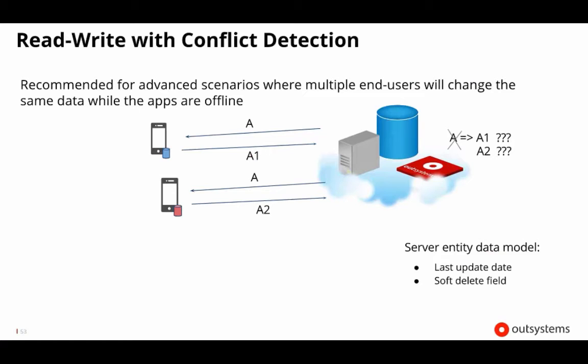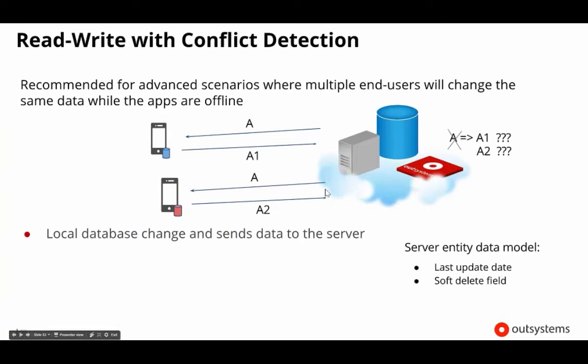In this case, information A will be sent to both devices. Each device will change it as they want. The first one will change to A1, the second one will change to A2, and they will sync the data back to the server. In the other case, we were overriding information, but in this case A is no longer A, and we need to decide what happens. Does it change to A1? Does it change to A2? What should we do here?